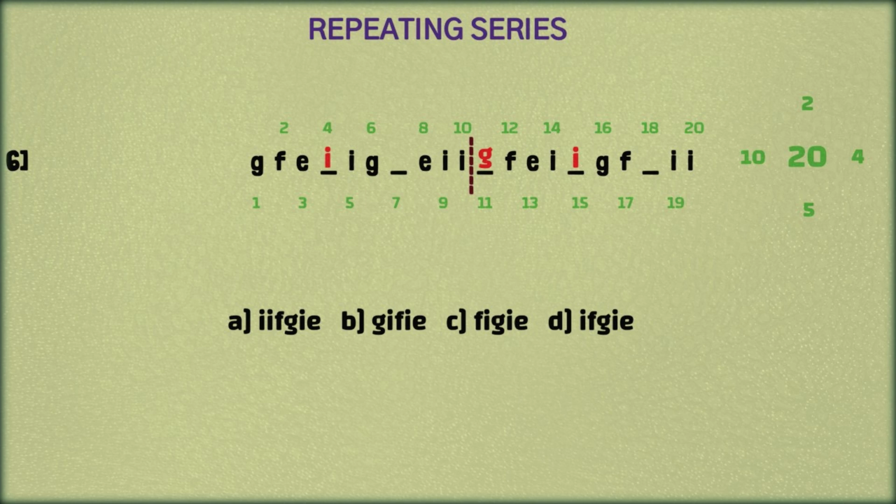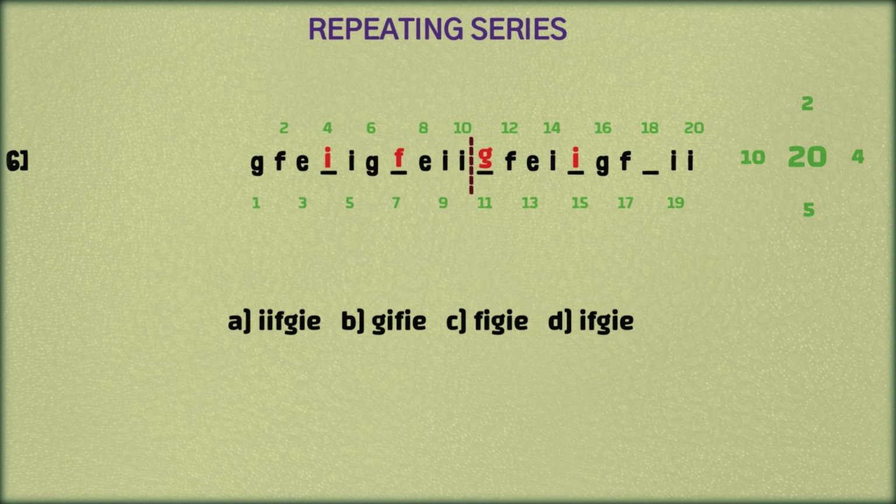Again, if we continue further, in the second half, G, F, E, I, G, F will be similar to the first half if the second blank space is taken up by the letter F. So now we have solved till G, F, E, I, G, F.